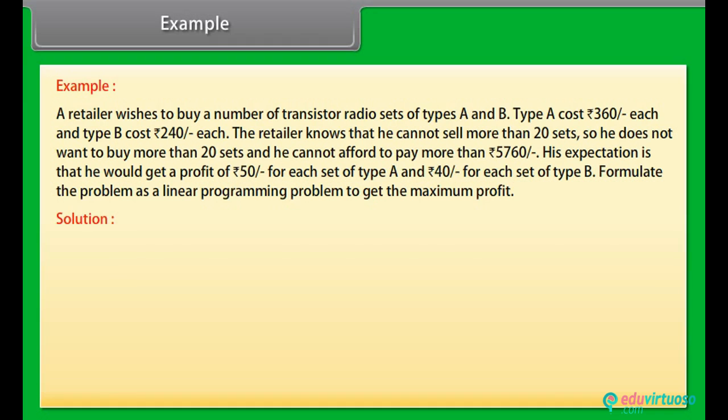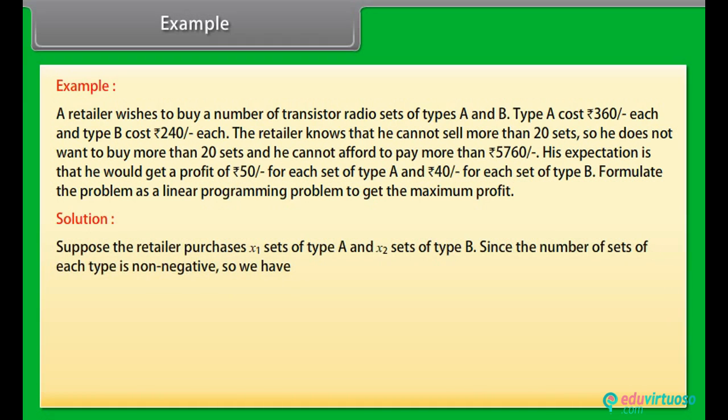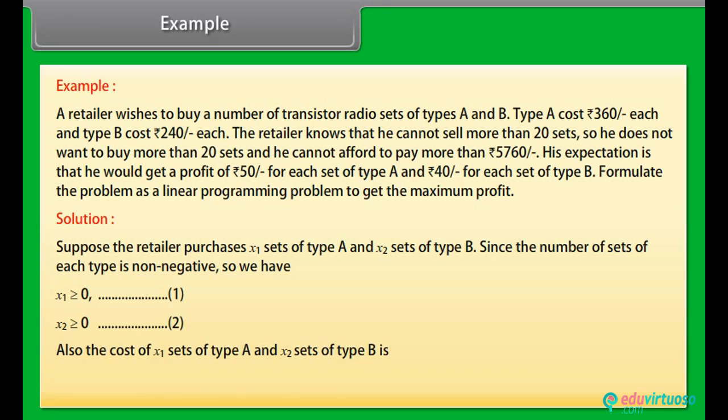Solution. Suppose the retailer purchases x1 sets of type A and x2 sets of type B. Since the number of sets of each type is non-negative, so we have x1 is greater than or equal to 0, mark it as 1. x2 is greater than or equal to 0, mark it as 2. Also, the cost of x1 sets of type A and x2 sets of type B is 360 x1 plus 240 x2, and it should be equal to or less than rupees 5,760.